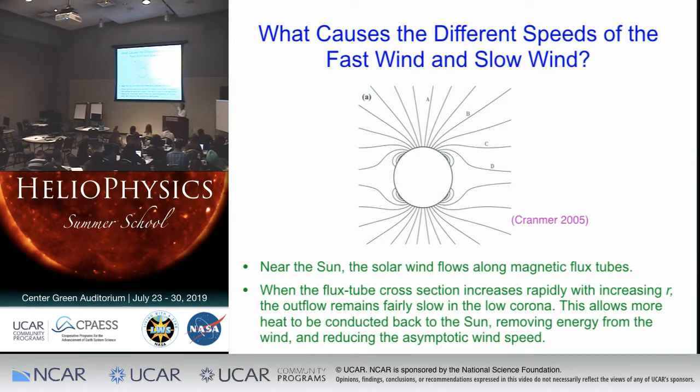But the point is that the superradial expansion of these particular flux tubes that are near the boundaries of the coronal holes slows down the flow near the sun, enabling conduction to remove energy from the wind, which slows down the flow at infinity. So that's one model for why the slow wind is slow. It's sort of an important idea. It ties it into magnetic geometry.